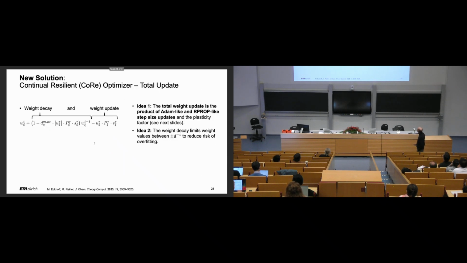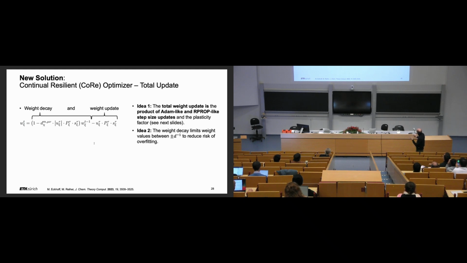And so we had to play around with a new optimizer that can deal with the situation, and that basically unifies ideas from RPROP and Adam. We call it the CORE optimizer, which stands for continual resilient optimization. So we combine ideas from Adam and RPROP.